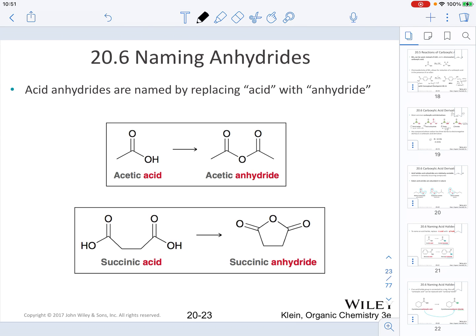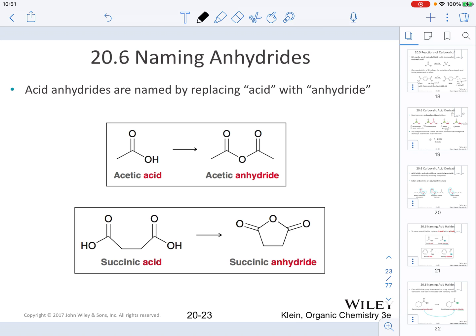When it comes to acid anhydrides, they are named by replacing the word acid in the carboxylic acid with anhydride. So as you can see here, we have acetic acid, so the corresponding acid anhydride is going to be acetic anhydride. And in the next example, we have succinic acid, so the product is going to be succinic anhydride.